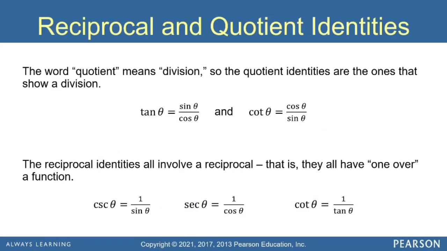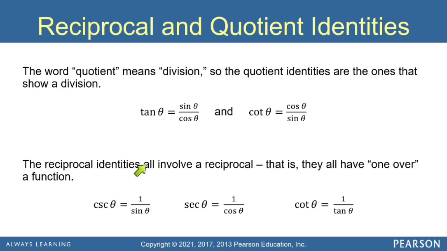Now let's take a second to compare the reciprocal identities and the quotient identities. It is important that you be able to tell these apart. So let's remember that the word quotient means division. And so the quotient identities are the ones that show a division. So like tangent of theta is equal to sine of theta divided by cosine of theta. The fact that we have one quantity divided by another quantity is how these got the name quotient identities.